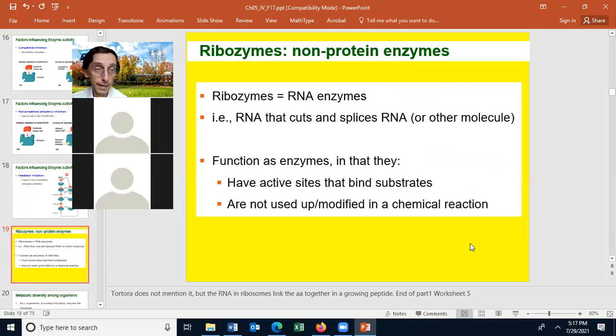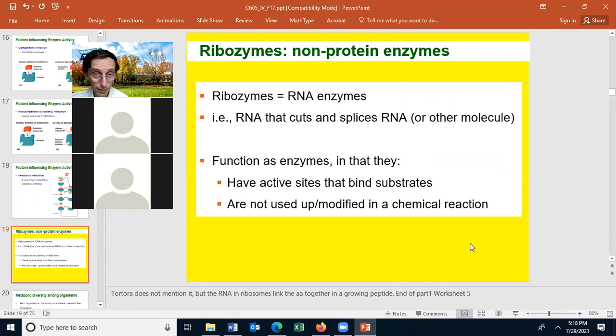There is another enzyme we need to talk about, and that is called a ribozyme, a non-protein enzyme. Most enzymes, probably over 95% of them, are proteins. But there are a few enzymes which are RNA, and we call those ribozymes. They are RNA that cuts and splices RNA or other molecules, and they function as enzymes in that they have an active site that binds to the substrate.